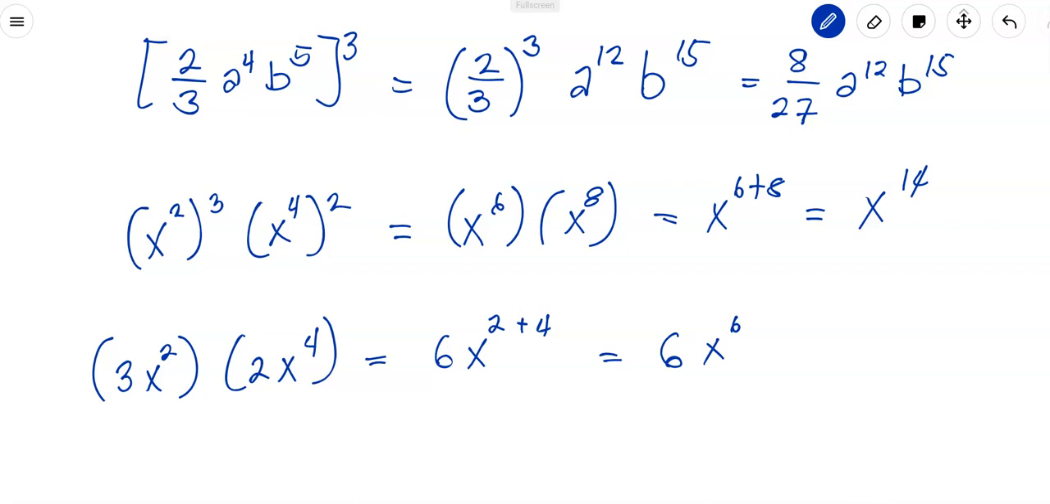Now let's go to division, or we have dividing. Okay, when you are going to divide, what are the things that you need to remember? So we have to go to division of exponents.